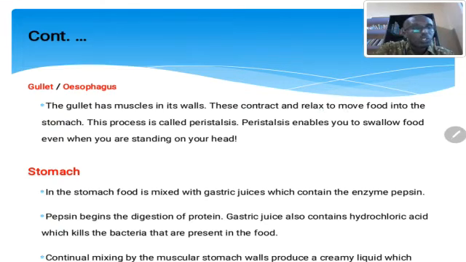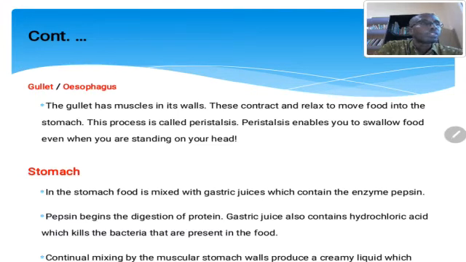The process by which the esophagus carries food from the mouth to the stomach is called peristalsis. It takes 15 seconds, depending on the type of food. Peristalsis enables you to swallow food even when you are standing on your head. No one can stand on their head while eating, but we are just emphasizing that the contractions and relaxations of these muscles are not affected by the position of the body. You can swallow while you are sleeping, sitting, standing, and so on.